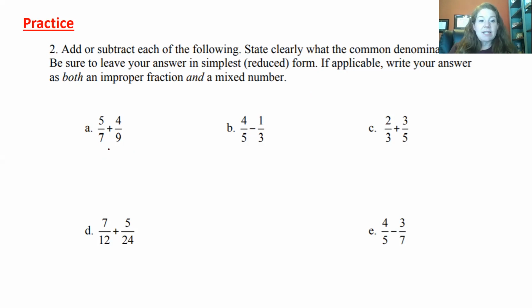All right, so 7 and 9, if I multiply 7 and 9 together, I get 63. So that's our least common multiple, 63. So 7 times 9 is 63. So I'm going to multiply 5 times 9.